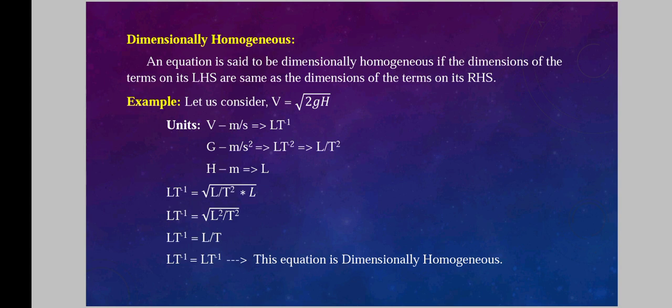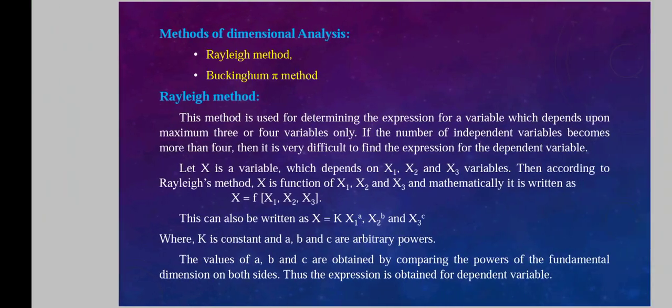Next thing is dimensional homogeneity. An equation is said to be dimensionally homogeneous if the dimensions of the terms on the right hand side and the left hand side are equal. For example, v is equal to root of 2gh. So v, which is meter per second, is L T power minus 1, g is L by T squared, and h is L. For v it is L T power minus 1, and root of 2 g h is root of L T power minus 2 times L. By solving this, the right hand side is equal to the left hand side, that is L T power minus 1 is equal to L T power minus 1.